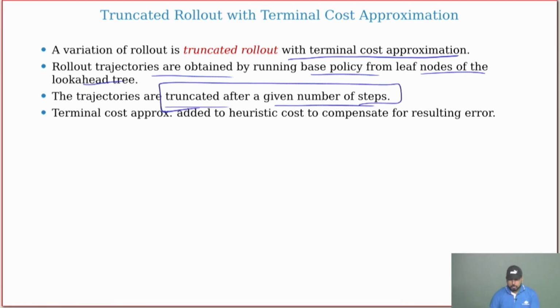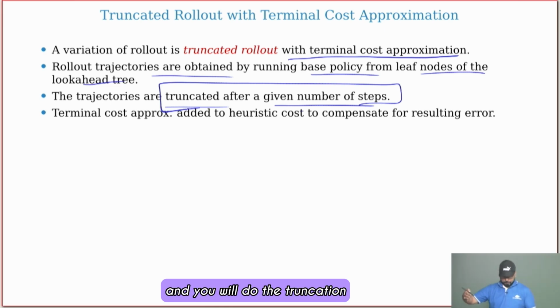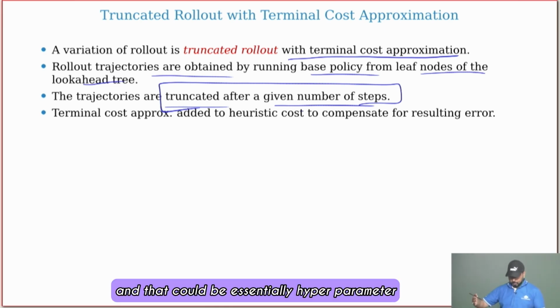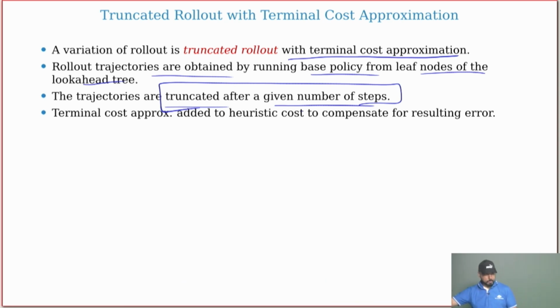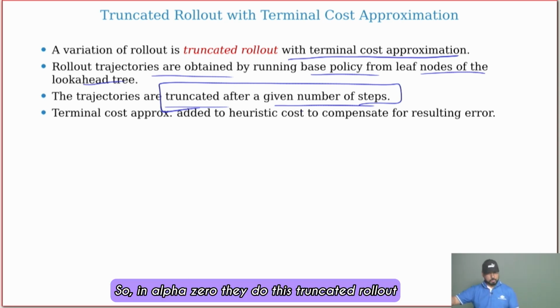Okay. Now where you will truncate could essentially be a hyperparameter. Depending on the problem, you will truncate too soon or much later. So let us look at AlphaGo, which does this truncated rollout.